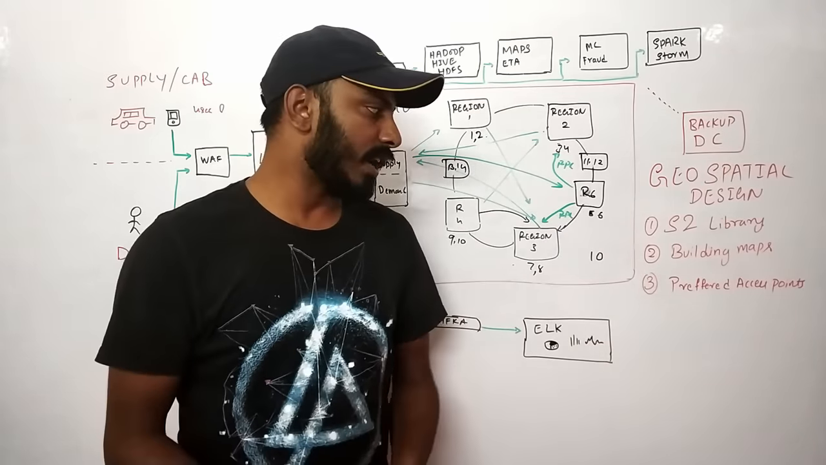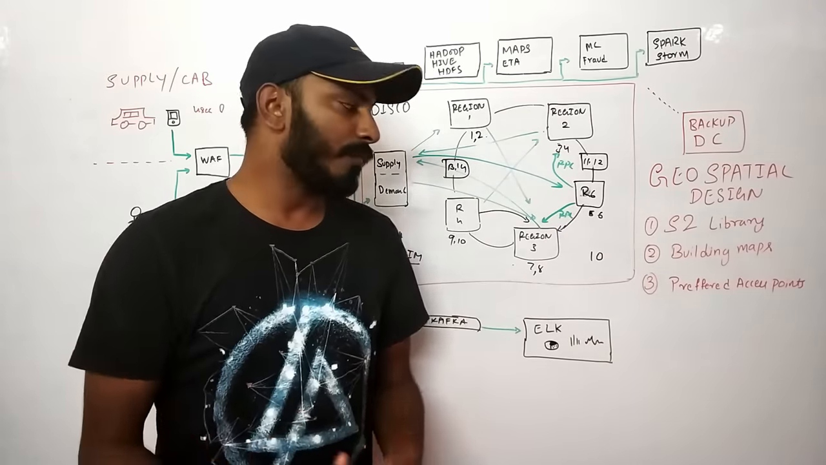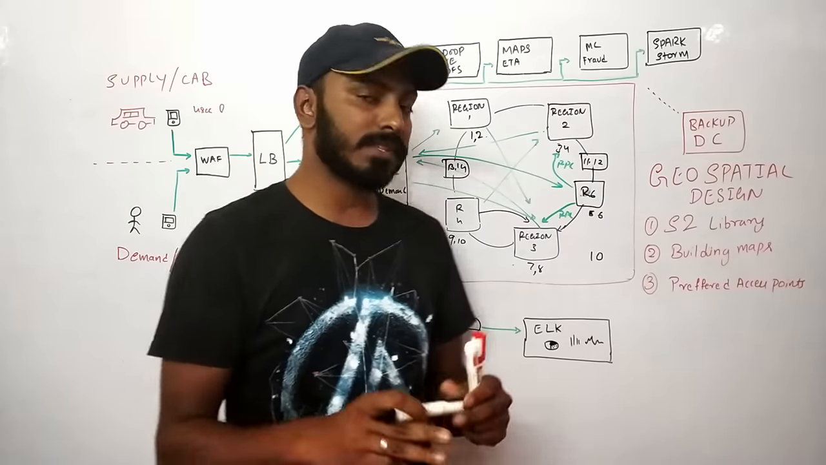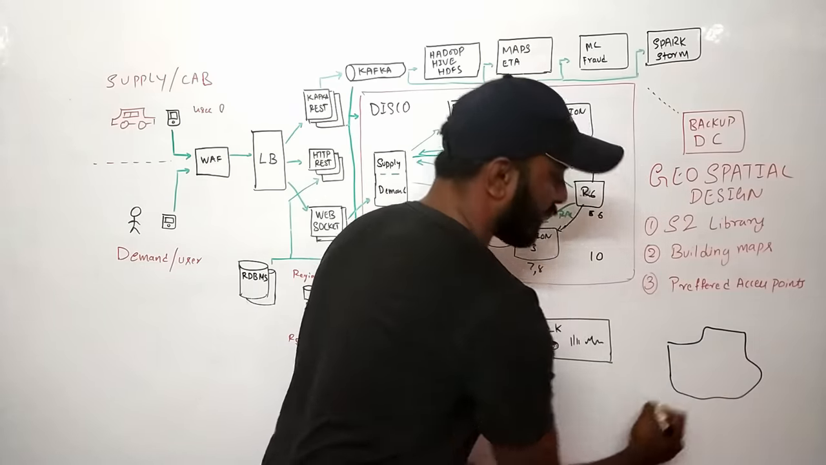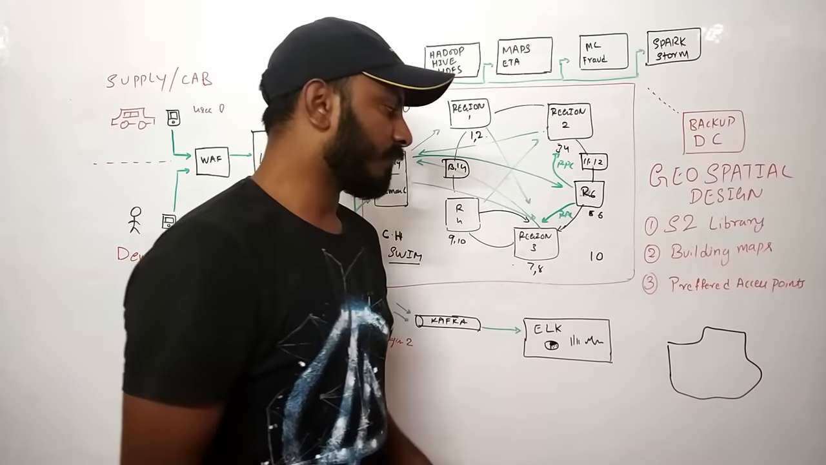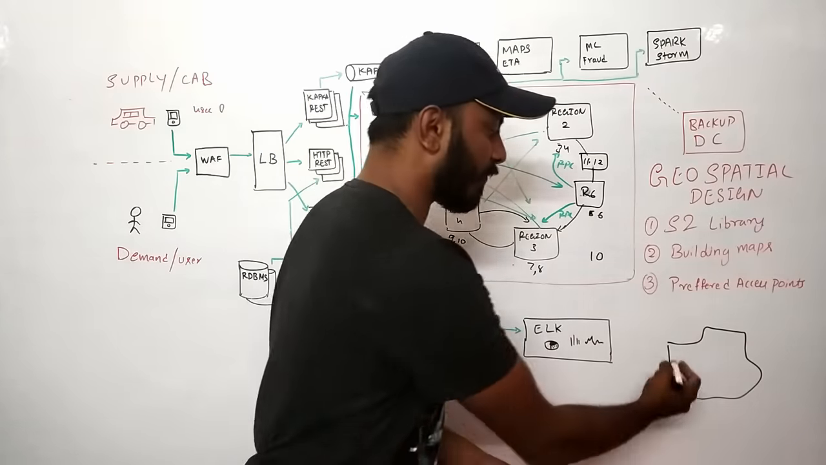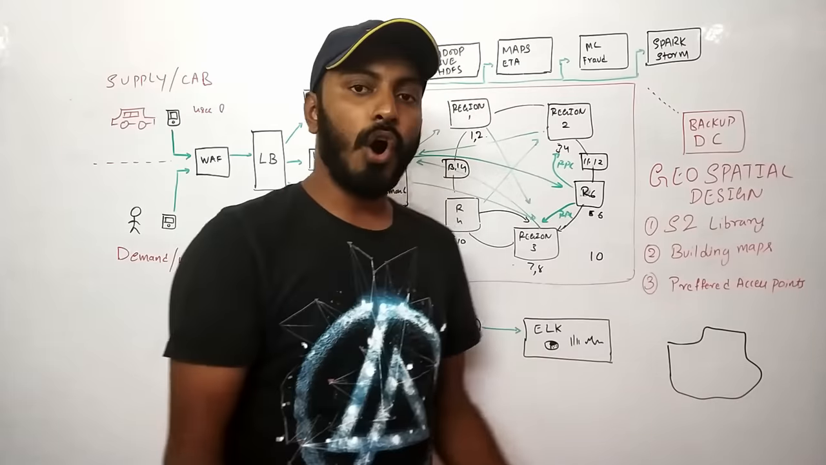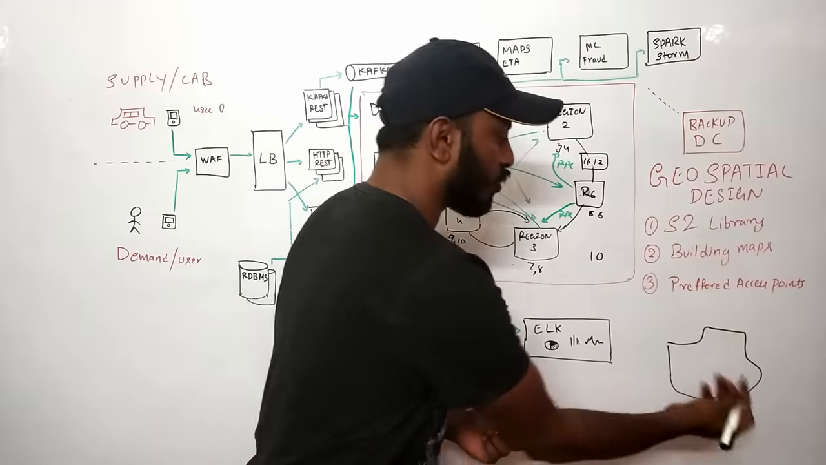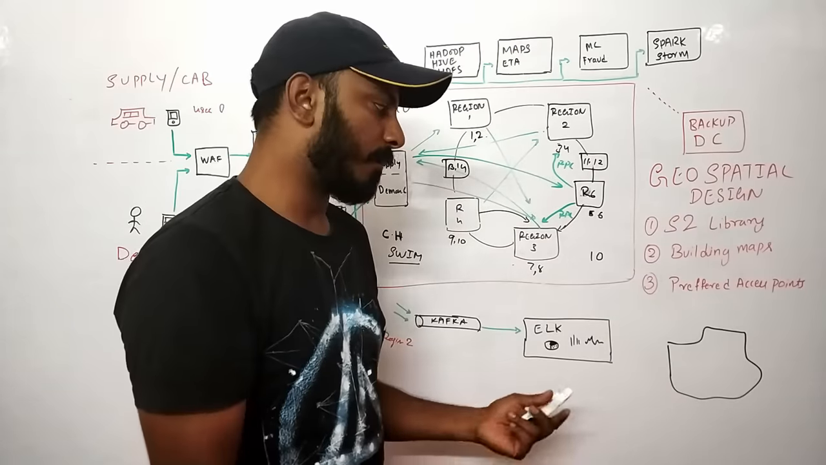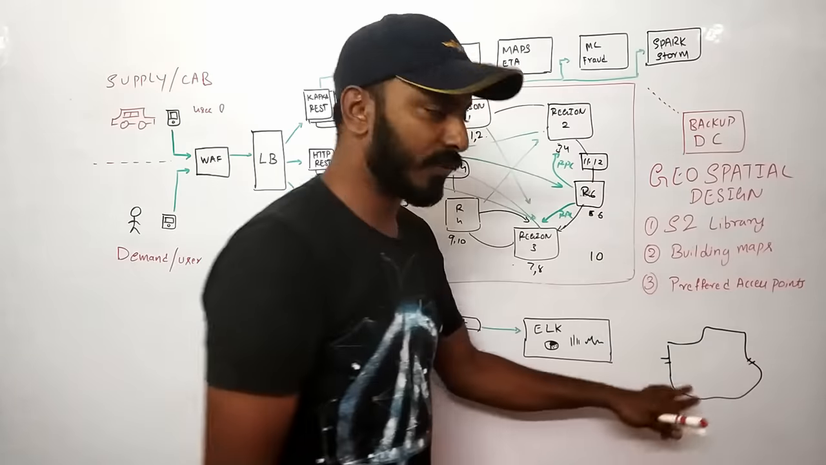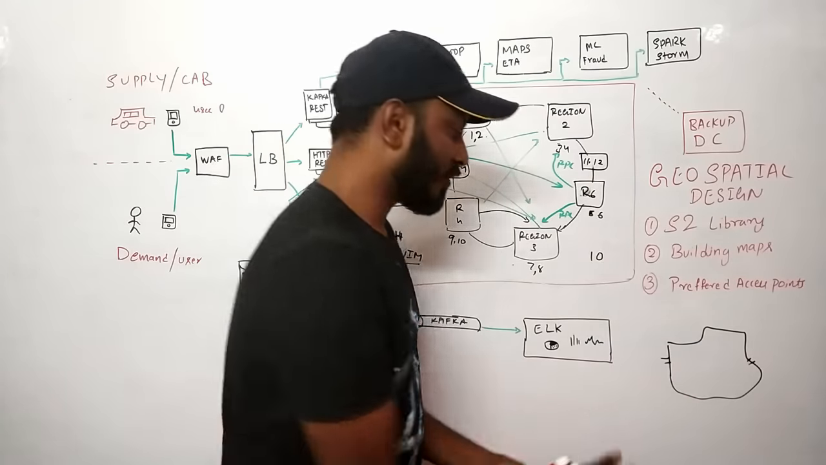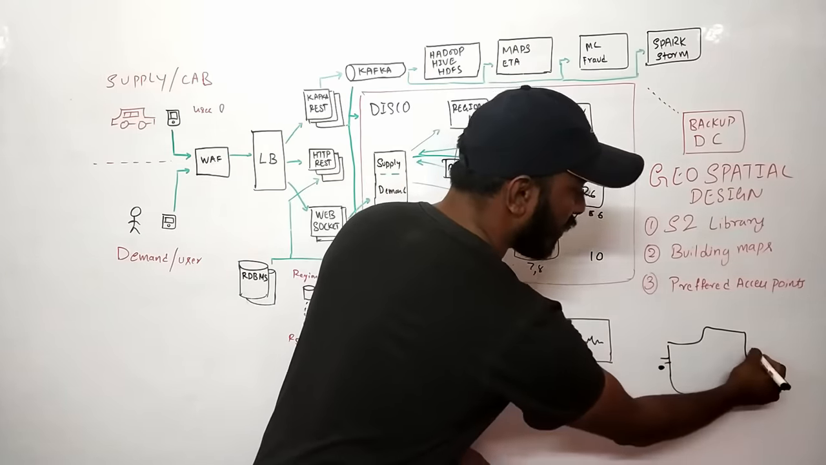So the next thing is the preferred access point. Say, for example, there is a big campus in the city. No matter how many times you book a cab from inside the campus, Uber always shows two or more preferred access points. For example, this is the entry and this is the exit gate of the campus. Usually Uber shows the preferred access point somewhere near the entry or exit.